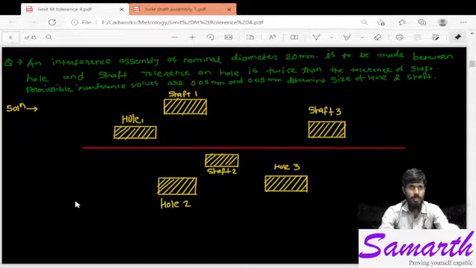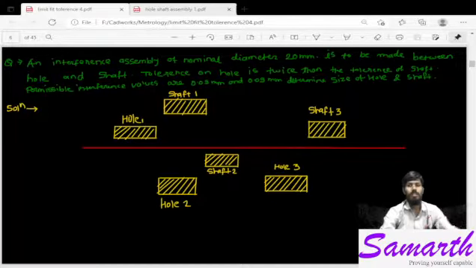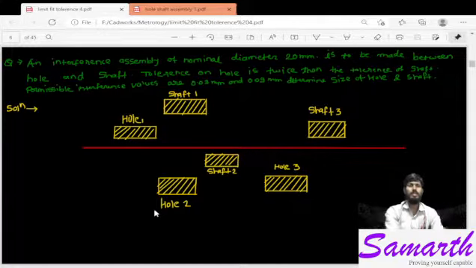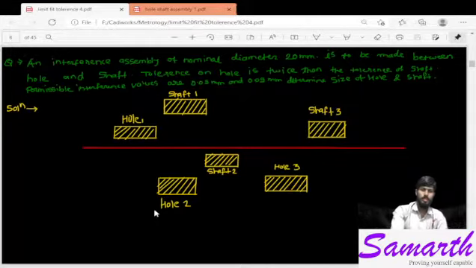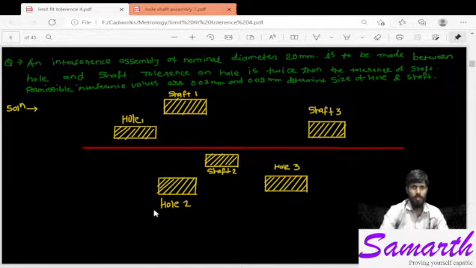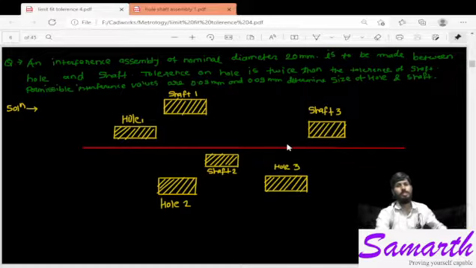One question is given here. So look at the question. An interference assembly of nominal diameter 20 mm is to be made between hole and shaft. What is given? Interference assembly of nominal diameter 20. That means one diameter is given, the nominal diameter.